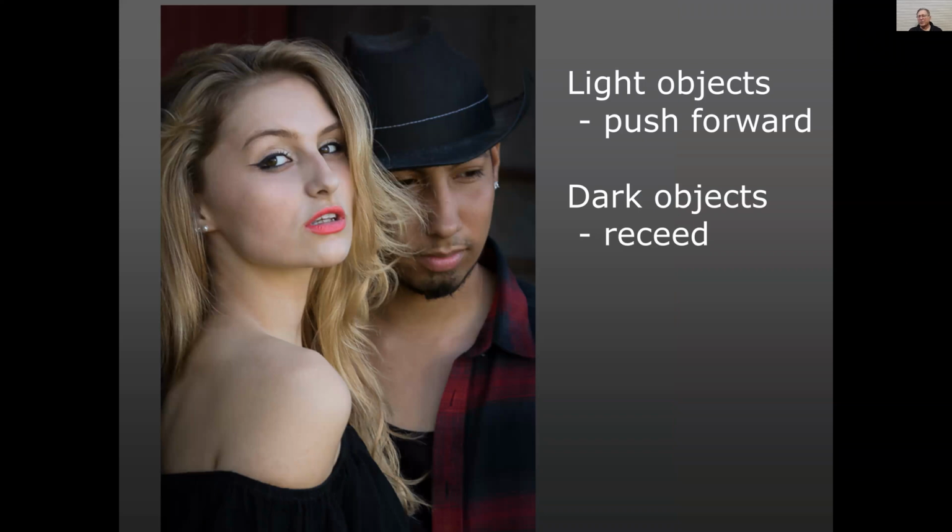And always remember that light things tend to push forward visually in your picture, and dark things recede. As you remember with that Rembrandt painting, the Night Watch that we looked at before, his main subjects were bright. He really had spotlights on them, in effect. And the others were darker and they receded back. It was clear who were the main characters and who were the supporting characters.